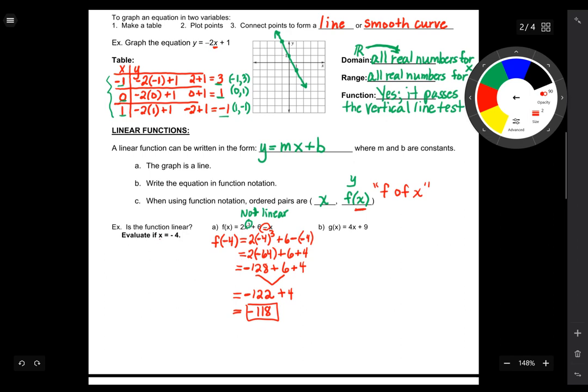Okay, let's do the second one. The second one is definitely a y equals mx plus b. Remember, this is a fancy way of saying y. So y equals 4x plus 9. So yes, linear.